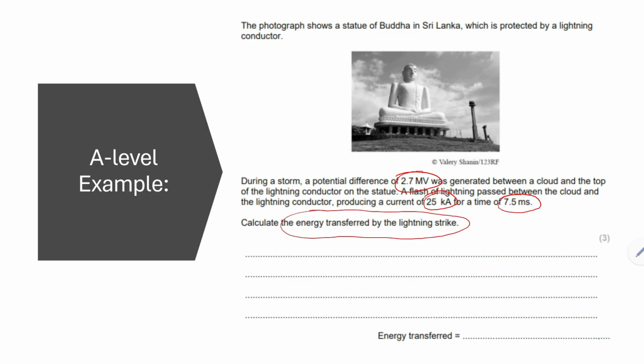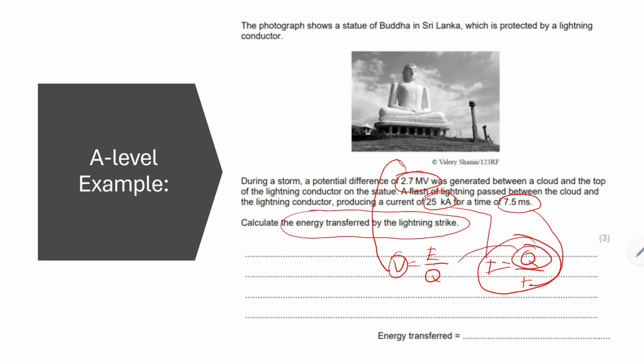So we have the equations V equals E over Q, and we have the equation I equals Q over T. So in the question we're given the voltage, which is over here. We're given the current, which is over here, and we're given the time, which is over here. So over here we can find the charge if we rearrange the equation, and using this charge we can sub it in to over here and we can find the energy.